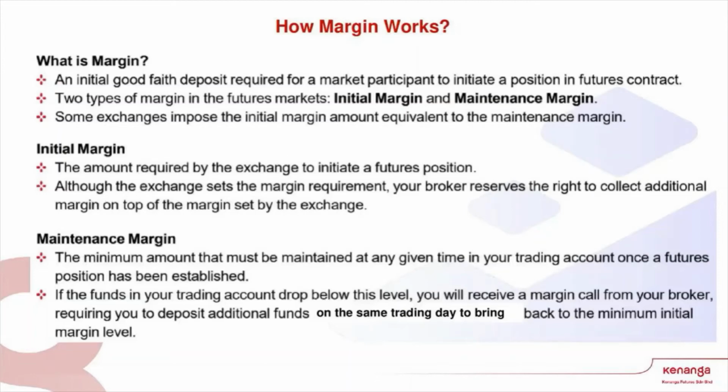The initial margin is the amount required by the exchange to open or initiate a futures position. Although the exchange sets the margin requirement, your broker reserves the right to collect additional margin on top of the initial margin. The maintenance margin is the minimum amount that must be maintained at any given time in your trading account. If the funds in your trading account drop below this level, you will receive a margin call from your broker, asking you to deposit additional funds on the same trading day to bring the account back to the initial level.